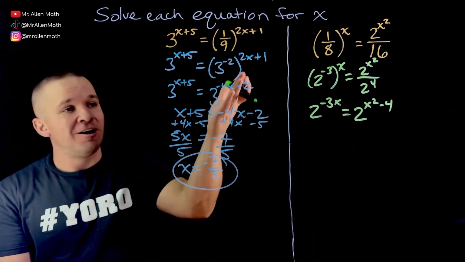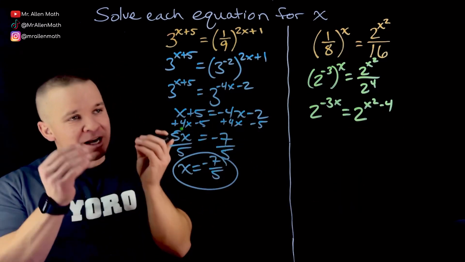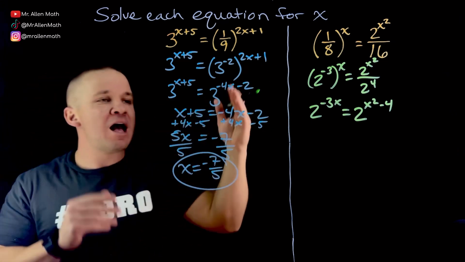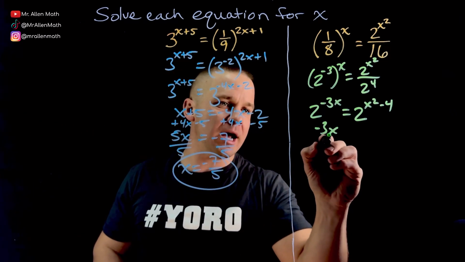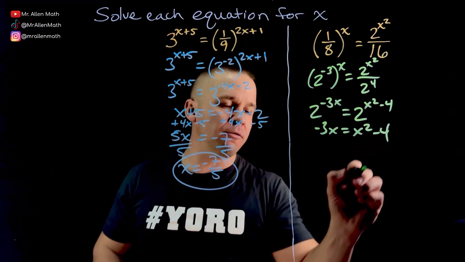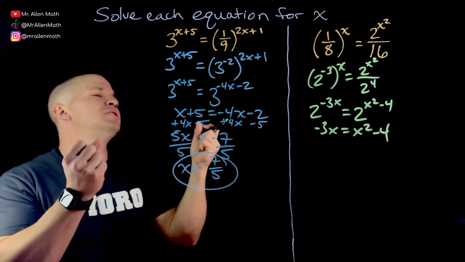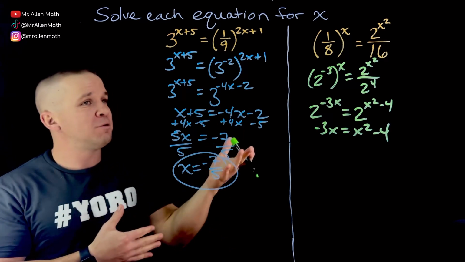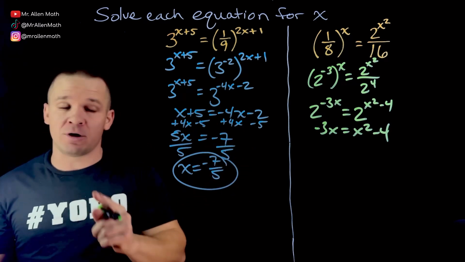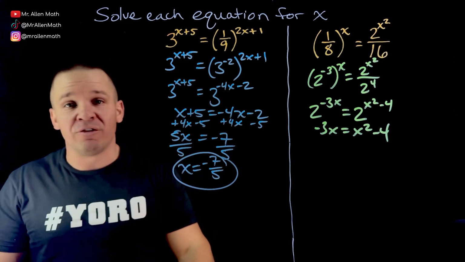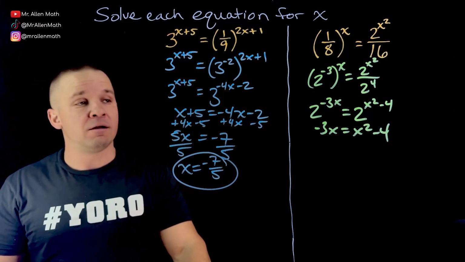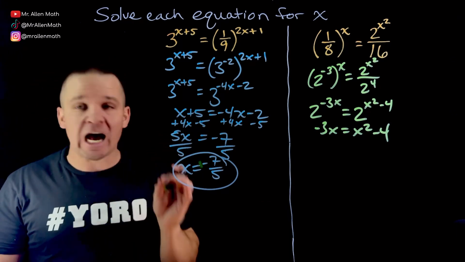Oh, one-to-one property. We're set. We got 2 to a power equals 2 to a power. Exponents must be equal. Negative 3x equals x squared minus 4. I have a quadratic, which means I get to factor. Just when you thought it was gone, because we're dealing with exponentials, factoring comes back. It never goes away. Factoring is here to stay. You got to learn it.